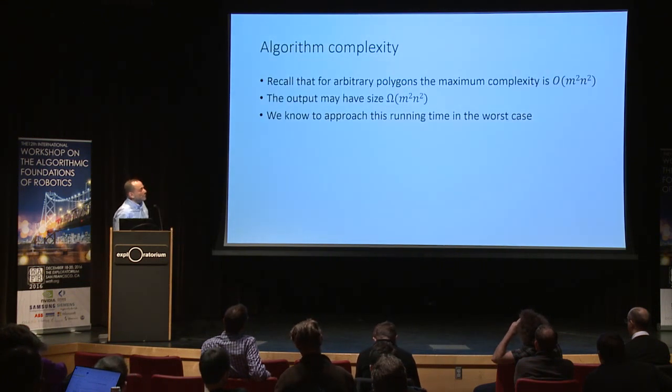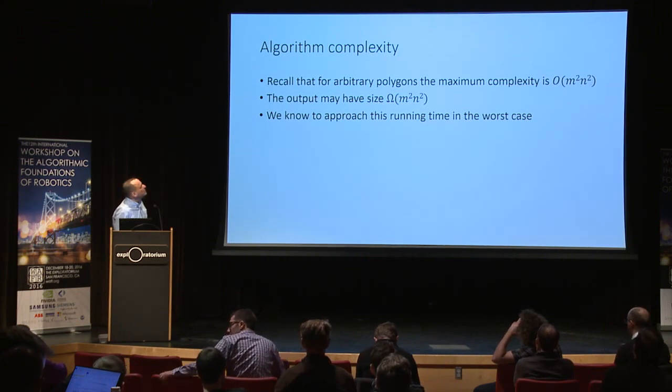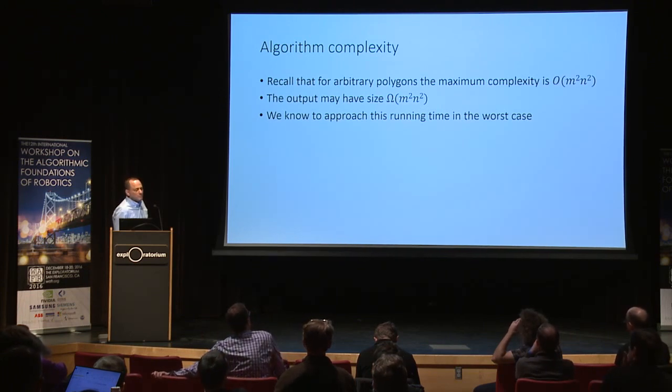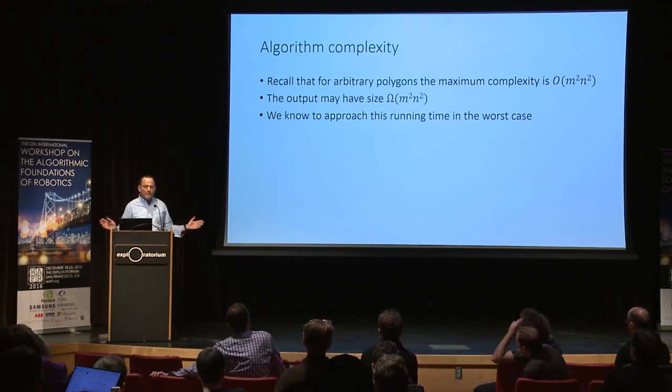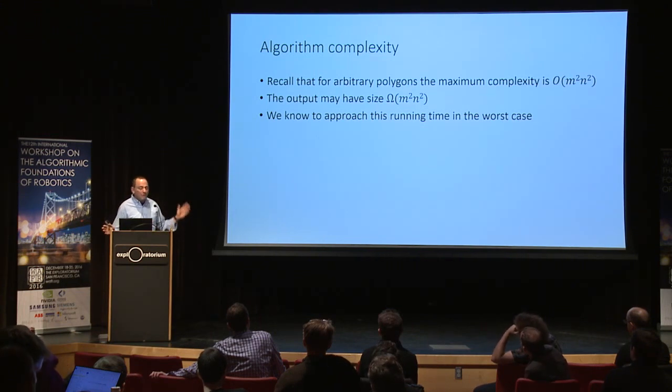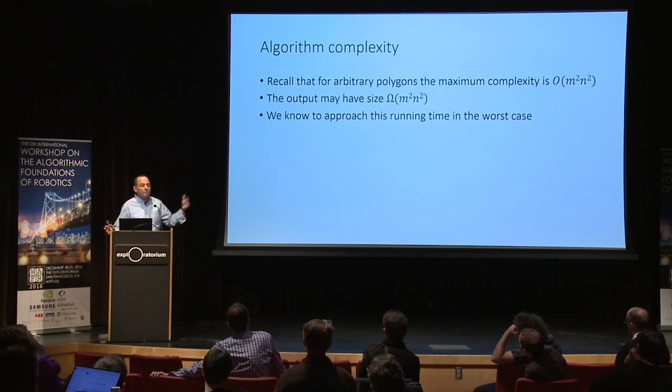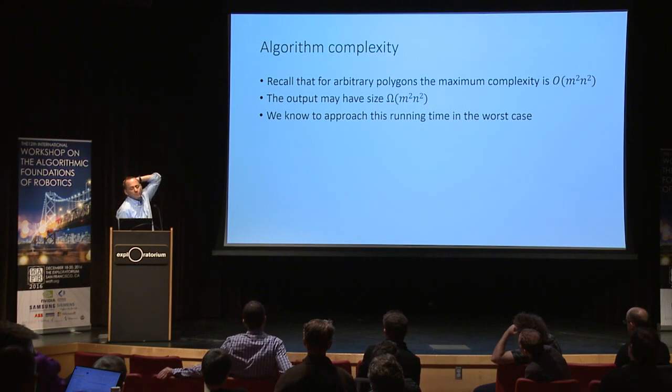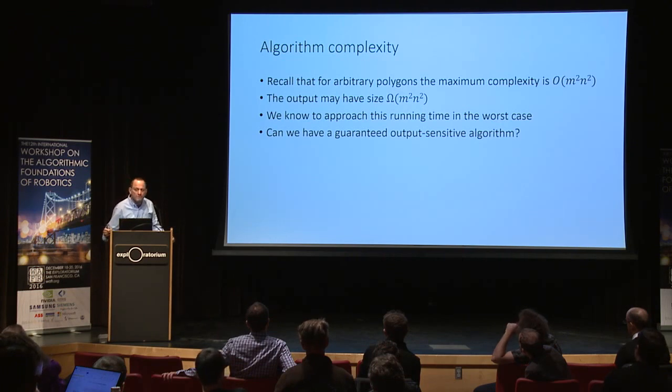Now, I mentioned earlier that if I have x triangles, the complexity of the union is x squared. So it might be m squared, n squared complexity. And I also showed you that the Minkowski sum can have m squared, n squared complexity. This is very high. The result in some cases can be two orders of magnitude even for arbitrary polyhedra, and three orders of magnitude if they are convex. So we know how to compute it in the worst case, in time m squared, n squared. But I'd rather have an output-sensitive algorithm.